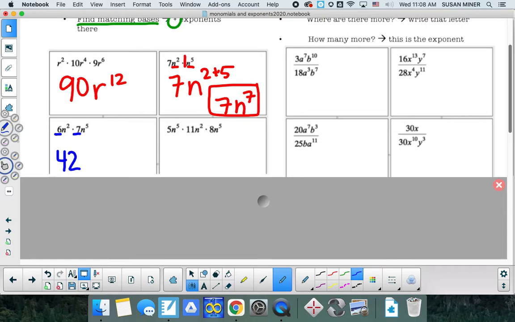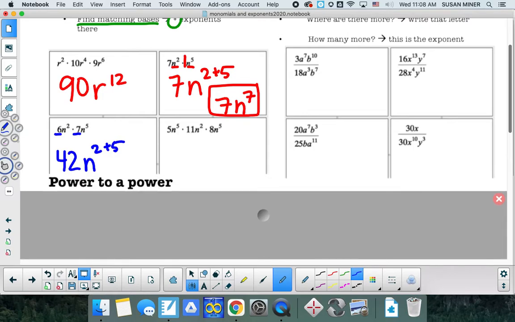Calculators are better at mental math than 8th graders, so that's a proven scientific fact. So use your calculator to help you do the multiplying if you need to. 6 times 7 is 42, and then I'm going to have n to the 2 plus 5. That gives me 42, that equals 42 n to the 7th. And hopefully you got that figured out.